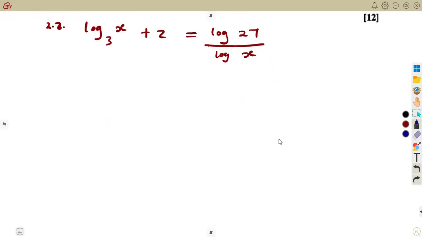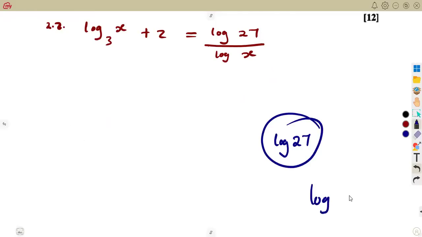Guys, these two are different. Log 27, it's on its own. Log x, it's on its own. So it means it's in the base of 10. This is log x in base of 3. This is log x in base of 10. So these two, they are not the same.